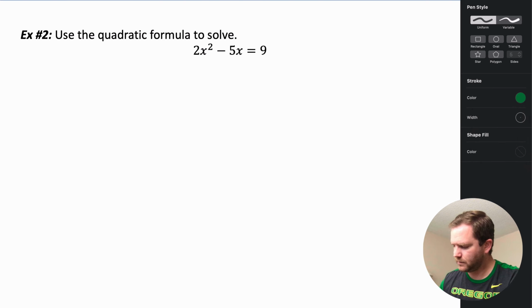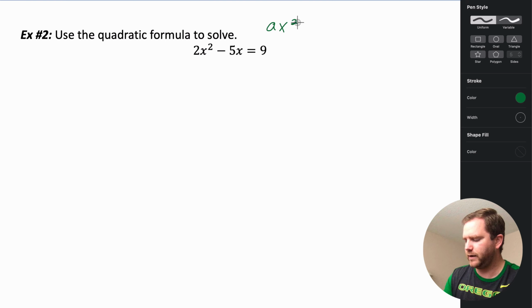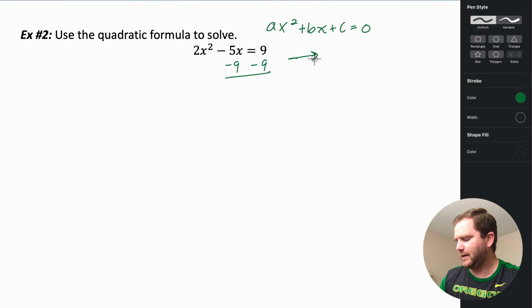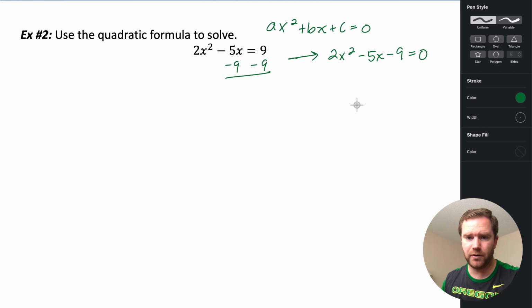Okay. So we have 2x squared minus 5x equals 9. Is this in the form, remember we want it in the form ax squared plus bx plus c equals 0. That's standard form equation. Not quite, right? We have this equaling 9 here, and so we need that 9 on the other side. So we're going to subtract 9 from both sides, and that's going to give us 2x squared minus 5x minus 9 equals 0. So now we're in standard form, and now we can use the quadratic formula.